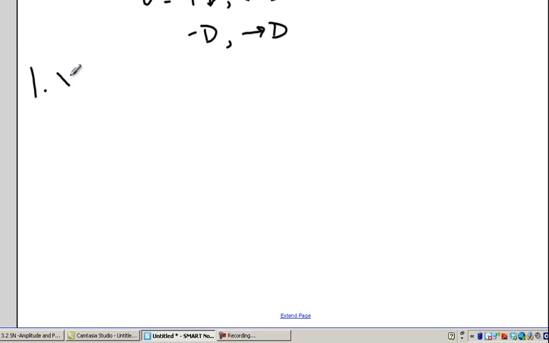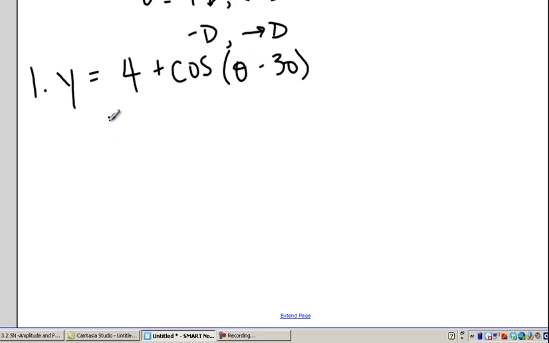First example, we got y equals 4 plus cosine of theta minus 30 degrees. So what I want you to do, make a graph. You're always going to do your vertical shift first. And actually I want to put a little bit more space between my graph points. So 1, 2, 3, 4.